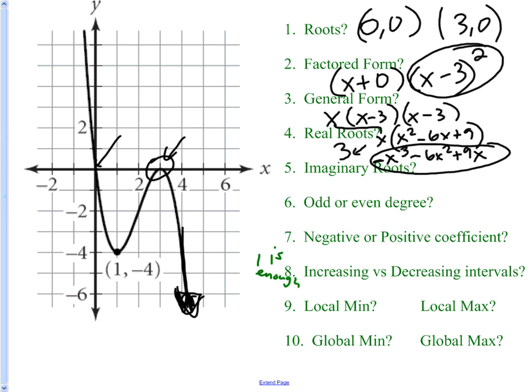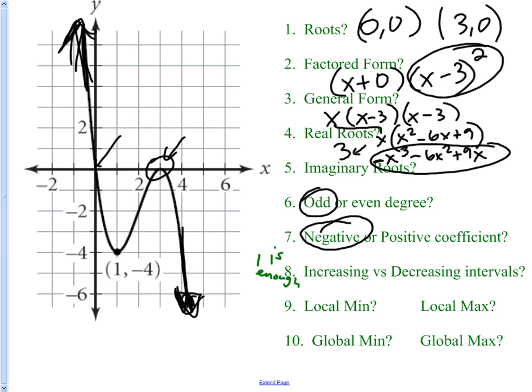Okay. Next up, odd or even. Well, they're going opposite directions. It's going down and it's going up. And so what does that tell you? Odd or even? Say it if you know it. Odd. Good. Negative or positive coefficient? That's that down on the right thing. So if it's going down on the right, negative.